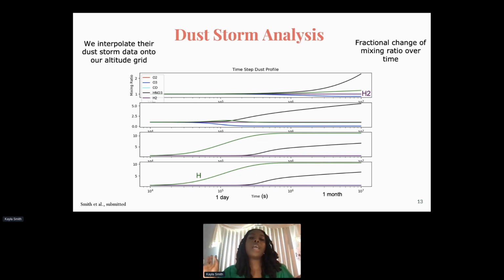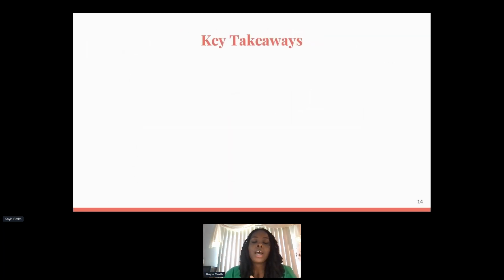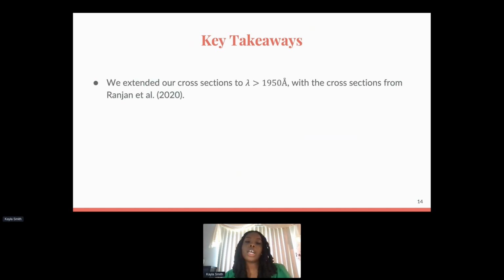So dust storms, the extended water cross sections, and the latitudinal analysis of our work prove that the near surface chemistry is highly impacted across all of these analyses. In conclusion, the key takeaways here are we extended our cross sections to wavelengths greater than 1950 angstroms. Previously, 1D photochemical models stopped off at about 1950 angstroms, whereas the cross sections from Ranjan 2020 extend beyond that and drop off at about 2300 angstroms.